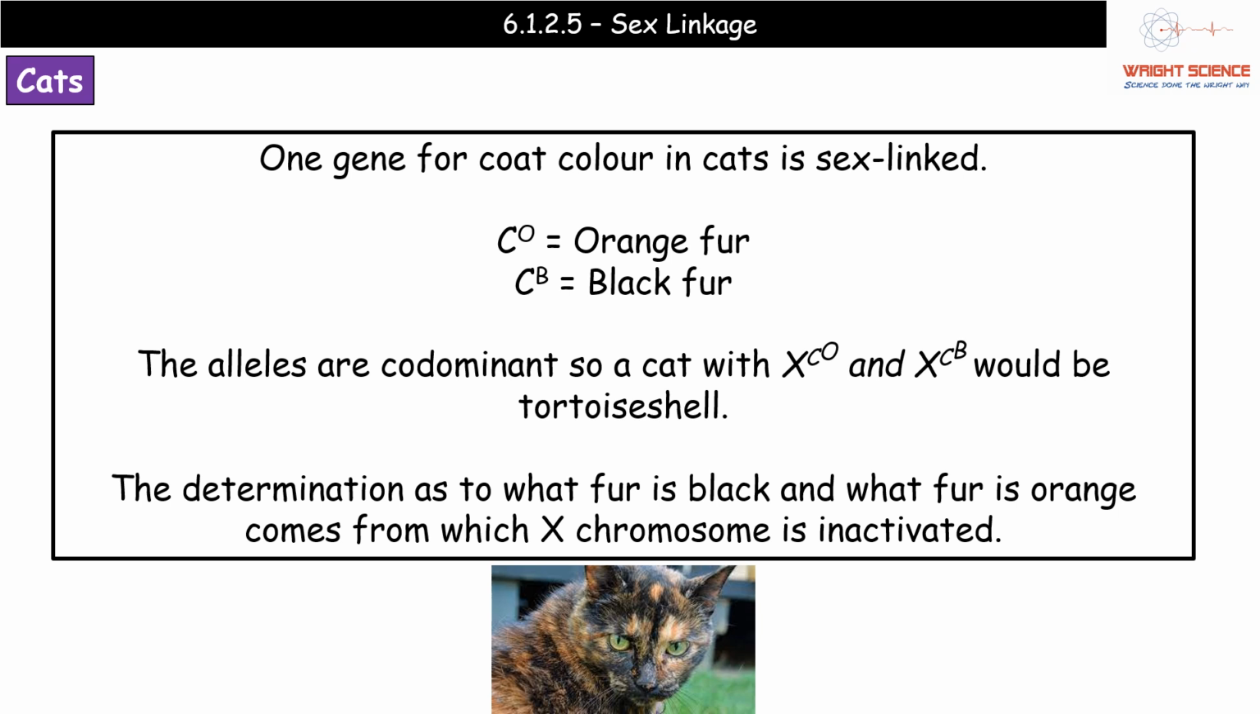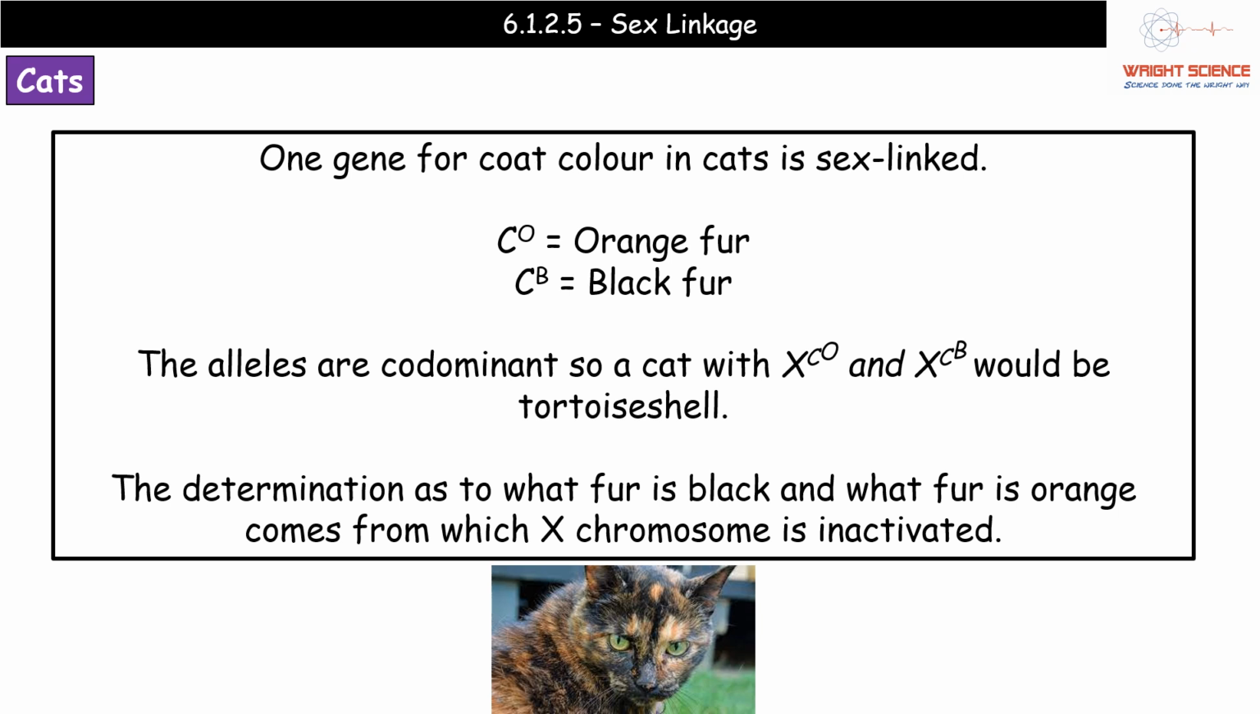We can also look at another example just to make sure we all understand a few little quirks, let's say, of nature, which is if we delve into the world of cats. Now, cats have one gene for coat colour that is sex-linked, and it's all to do with if they are orange-furred or not orange-furred, basically. So we've got orange fur or black fur as our options here. So C is standing for our coat colour, a capital O in the superscript position tells us it's orange fur, and a capital B is a black fur.